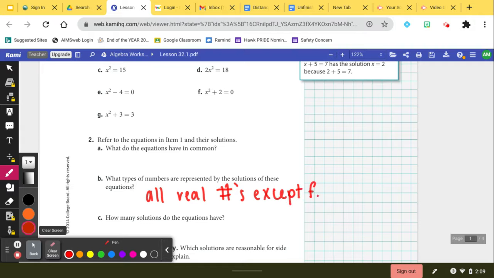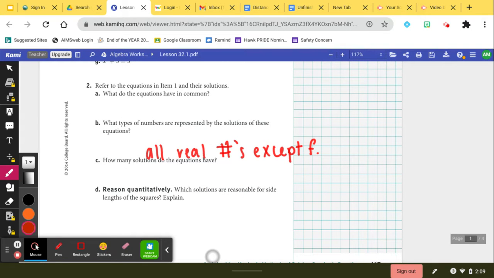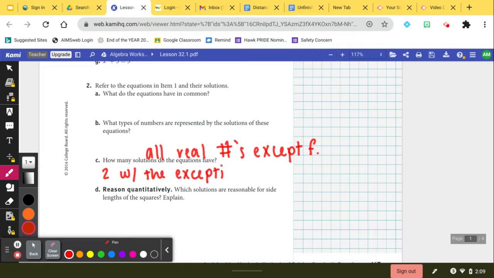How many solutions do the equations have? Well, most of them had 2 solutions. So how many solutions do all the equations have? 2 solutions, with the exception of F and G, which had no real solutions or 1.